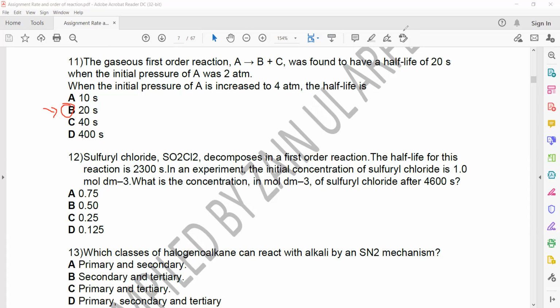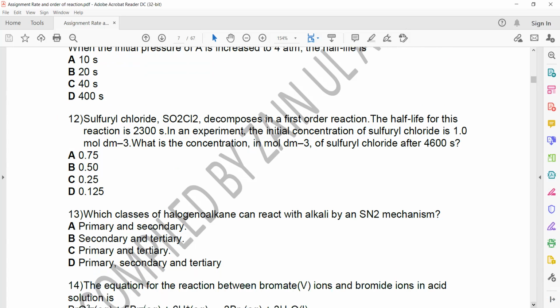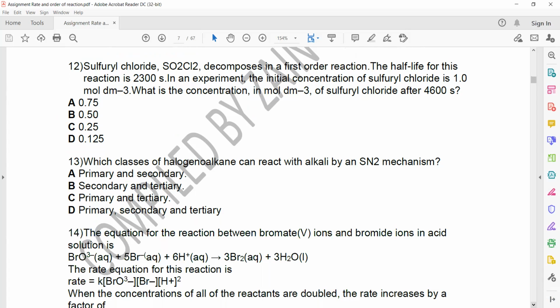Question 12. Sulfuryl chloride, SO2Cl2, decomposes by first order. The half-life is 2300 seconds in an experiment with an initial concentration of 1 mole. What is the concentration in mole per dm3 after 4600 seconds?